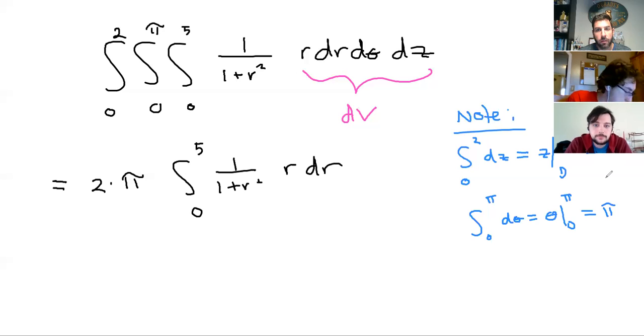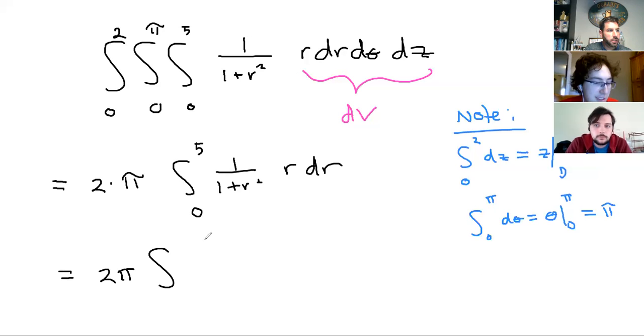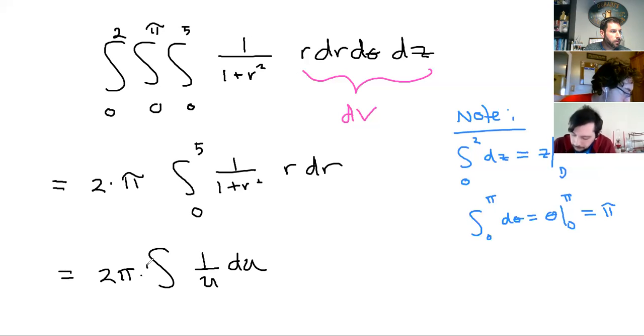So how do we do this integral now? Well, you might think it's an arctan. It's not, because you have an r squared downstairs and an r upstairs. So the correct way to integrate this is a u substitution. So this becomes 2 pi times the integral of 1 over u du, and then I'm going to have times a 1/2. I'll explain why in a second.